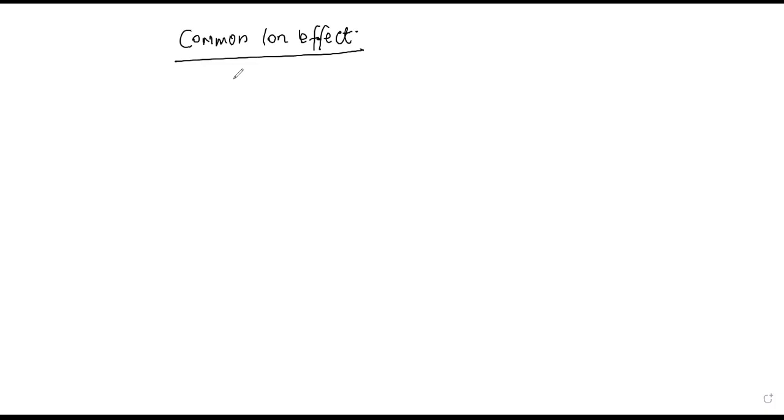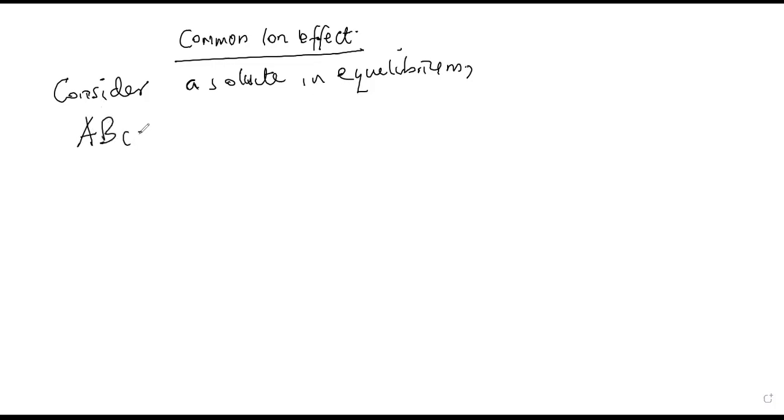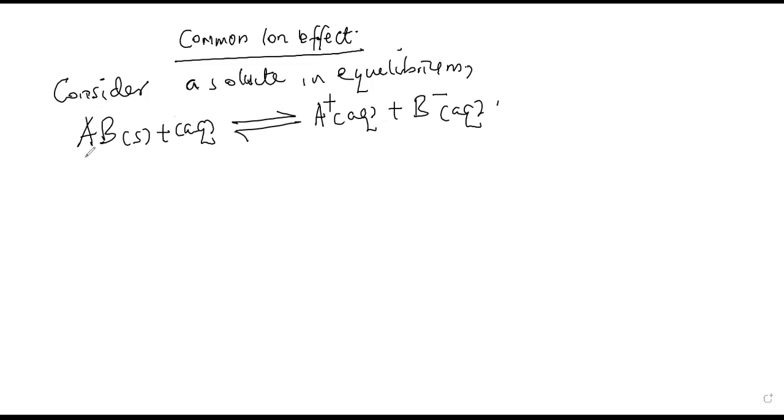Okay, so now I want us to consider a scenario whereby we consider a solute in equilibrium. So if we have solute AB, I'm assuming this is a solid, it dissolves to establish equilibrium with its ions, that is A ions plus B ions. Here the sparingly soluble salt is AB.